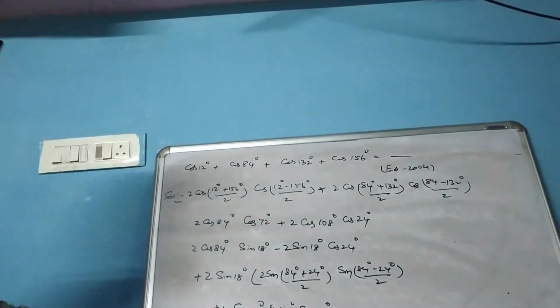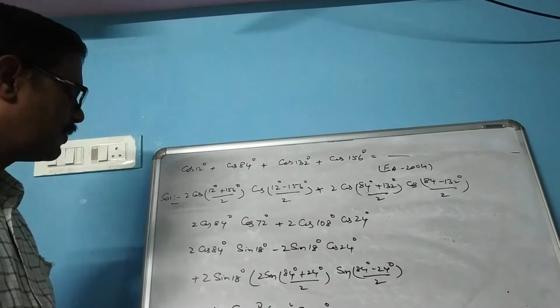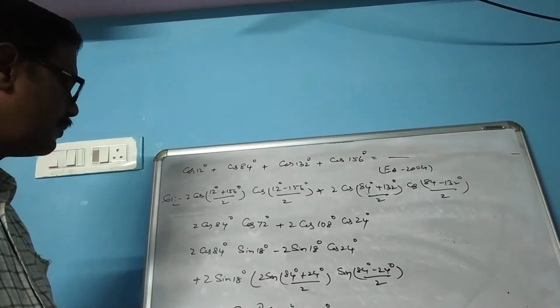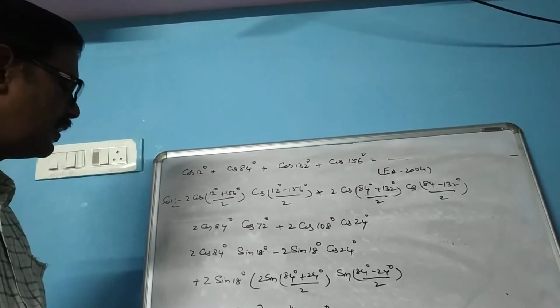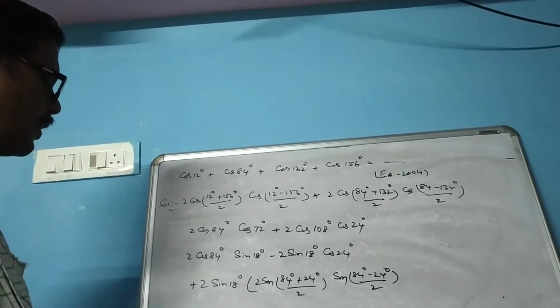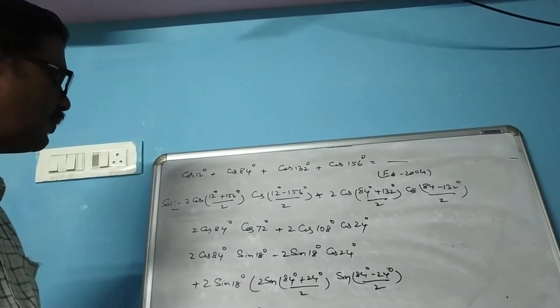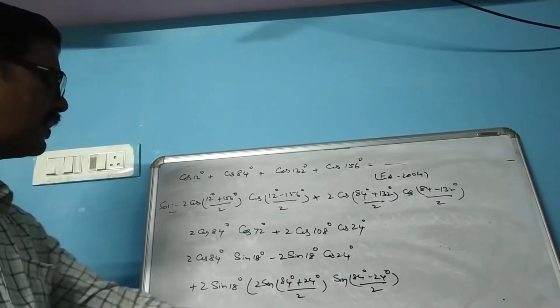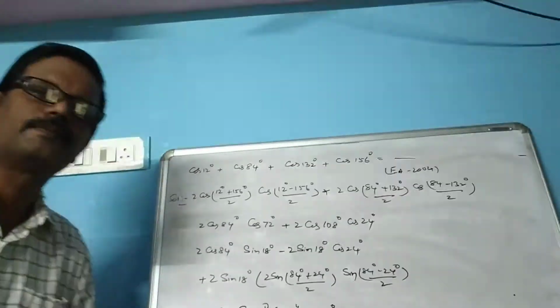You see, plus 4, root 5 minus 1 by 4. This is root 5 plus 1 by 4. Sin 30 is 1 by 2. Upon root 5 minus 1 times root 5 plus 1 is 4. These 4 will get cancelled. The answer is 1 by 2.